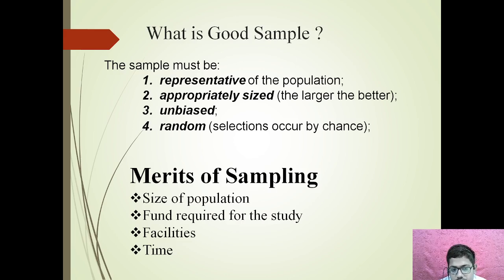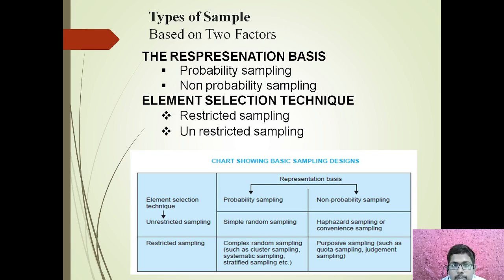And what are the merits of sampling? The size of the population, funds required for the study, facilities and time. Types of sample. Based on two factors, the representation basis: probability sampling and non-probability sampling. Then the element selection technique: restricted sampling and unrestricted sampling.